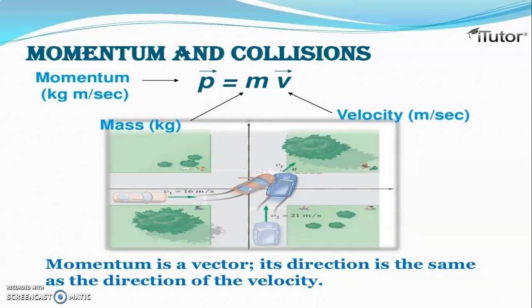Here we have the formula for momentum. P is equal to mv. P is the representation for momentum, m for mass and v for velocity. Here beta, momentum and velocity both are vector quantities because both require direction.